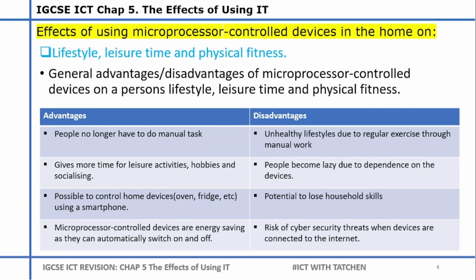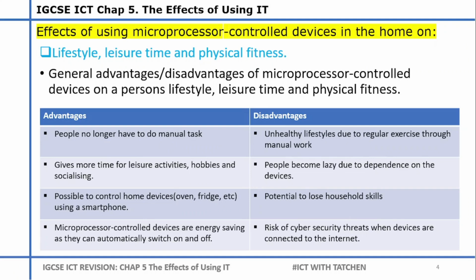When we go to the disadvantages, we find that most good things have a bad side. For such devices, we have an unhealthy lifestyle due to lack of regular exercise through manual work. People who used to walk around, or cook or wash, now tend to do it with a machine, which prevents them from doing exercise. Some people tend to be obese because they don't do physical work, which makes them very lazy. So people become lazy due to dependence on devices. It is also a major disadvantage, which you need to take note of.